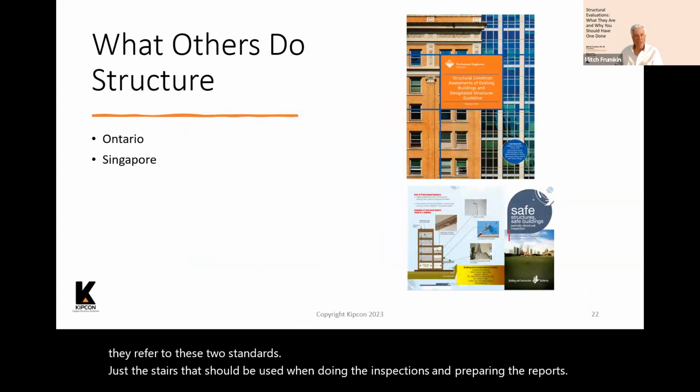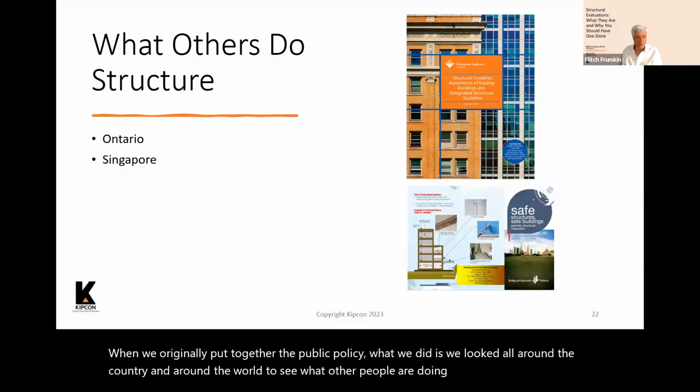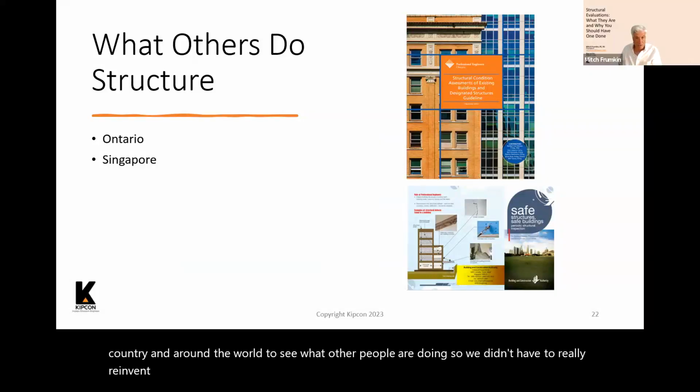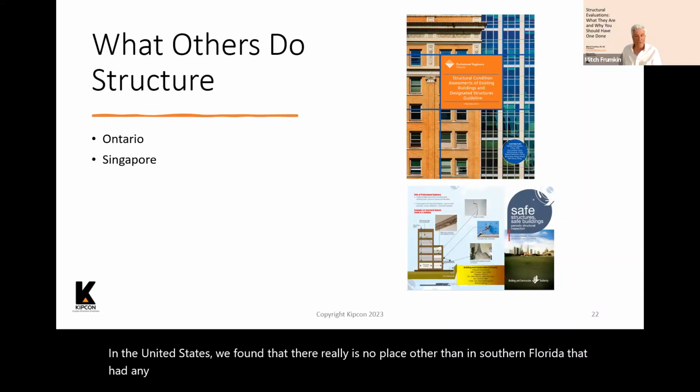When we originally put together the public policy, we looked all around the country and around the world to see what other people are doing, so we didn't have to reinvent the standards. In the United States, we found that there really is no place other than southern Florida that had any requirements for inspections. And it was two counties in Florida. One of them is where the collapse took place.